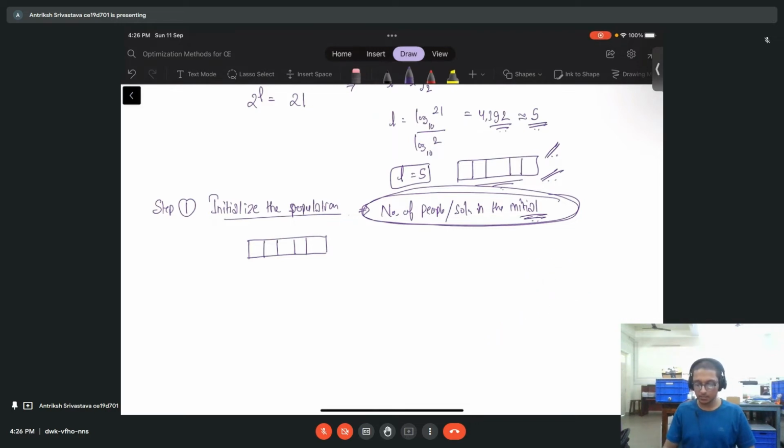So what is said is, you multiply the length of your chromosome by 8 to 10, and then you keep that as the size of your initial population. It is an arbitrary number, it can change, but if you don't have any idea, you can take this number.